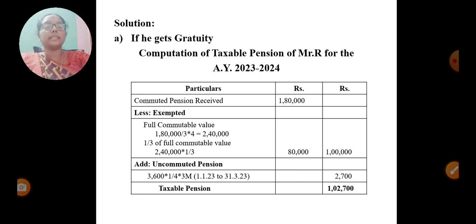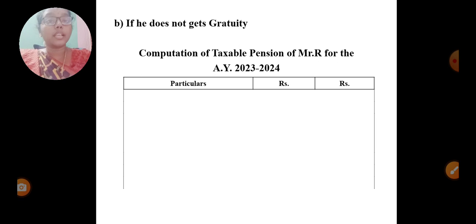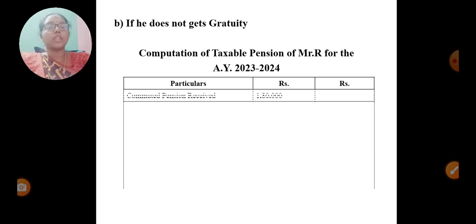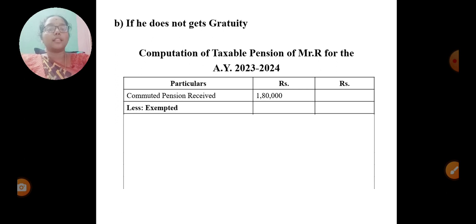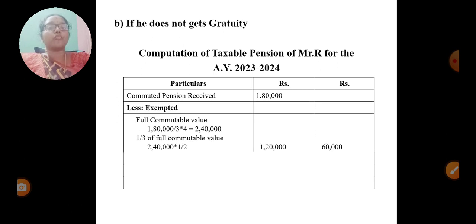Let me show you the another scenario. If he does not get gratuity, in the sense half of the full commuted pension is exempted. That is the only difference. Others are similar to the previous answer. So the first thing is that we are entering the commuted pension, that is lump sum amount 1,80,000. We are deducting the exempted one. So first we are finding out the full commuted pension. So 1,80,000 divided by 3 into 4, so 2,40,000. Out of this, instead of 1/3, it is 1/2 of the full commuted value. So 2,40,000 into 1/2, that is 1,20,000, and the taxable amount is 60,000.